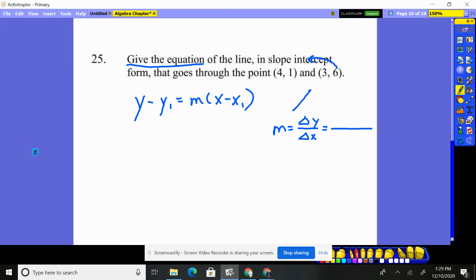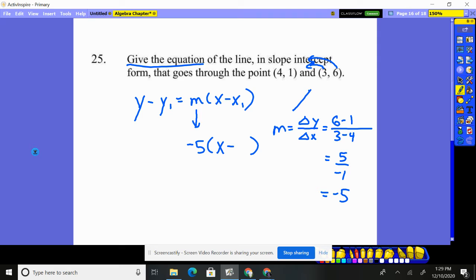I'm going to do 6 minus 1. Since I went in that direction, I must continue in that direction with my x's. So 3 minus 4. 6 minus 1 is 5. 3 minus 4 is -1. So that's a -5 slope. So this slope is -5.